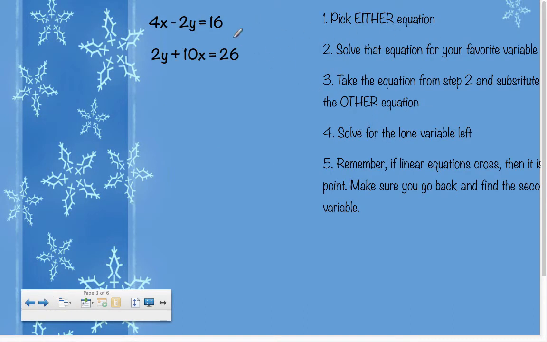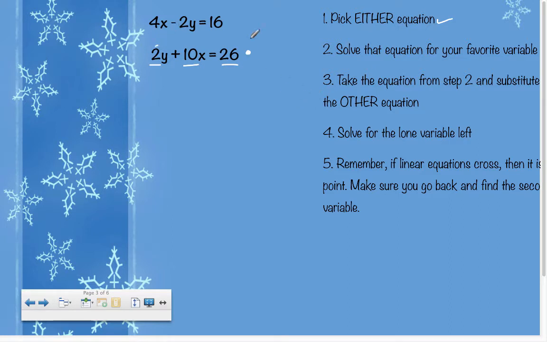And here's another one to solve. This one's a little trickier. Look at all these coefficients I have right here. I did that on purpose to show you that it's not that hard. We just have to be very careful. Pick either equation. Which equation am I going to pick? I'm going to go with the second one because 2, 10, and 26 all can get divided by 2 if I choose to solve for this y.